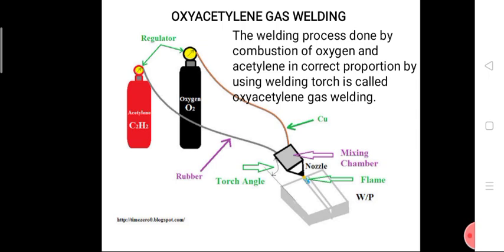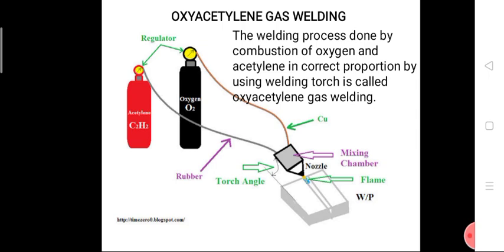If the color is red, then that is the acetylene tank, and if the color is black, then that is the oxygen tank. So first, what is oxyacetylene welding? It is the welding process which is done by the combustion of acetylene and oxygen in the correct proportion. That welding is called oxyacetylene gas welding.